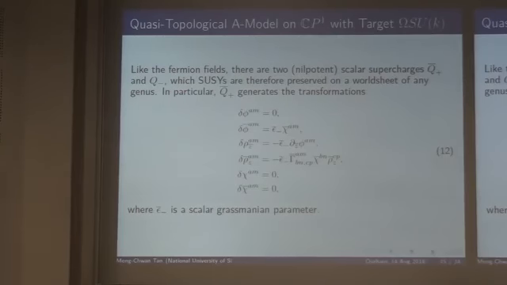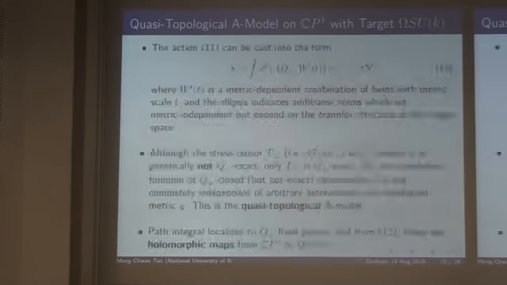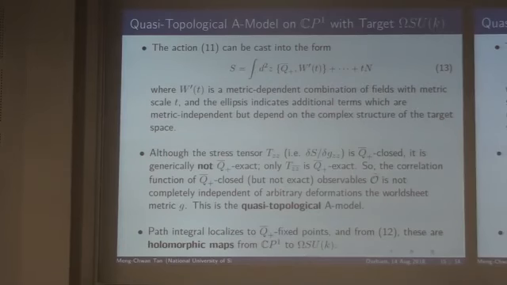Let's look at the transformations that are generated by this guy on the fields. They look like this. Because you have twisted the theory such that this is a scalar supercharge, its parameter here is also a scalar Grassmann parameter. If you look at it, the fields all match in terms of dimensions. This supersymmetry relation is 0 dimensional, 0 dimensional, 0, 0. So everything matches. Now, the nice thing is we can always write the action in this form, just using one of the 2 scalar supercharges.